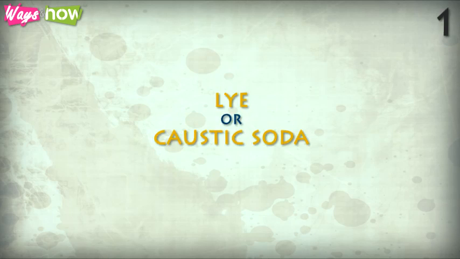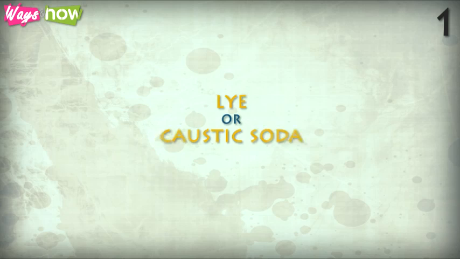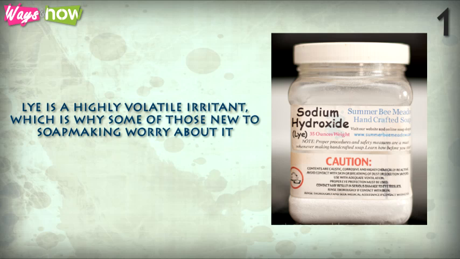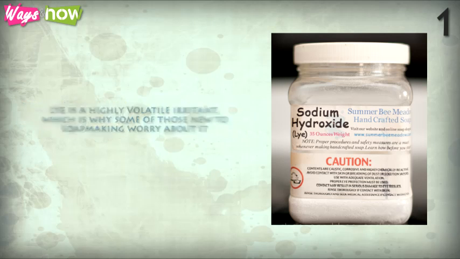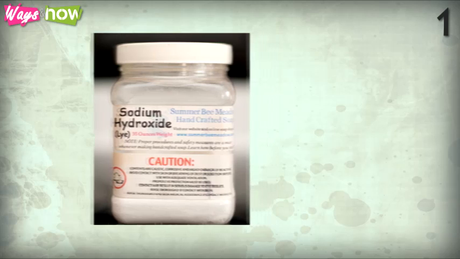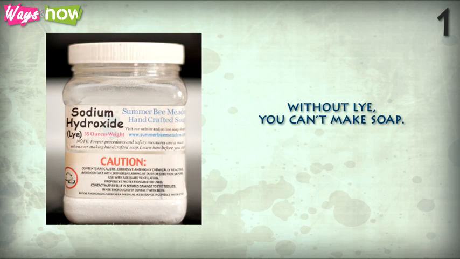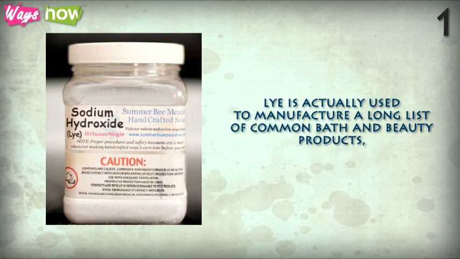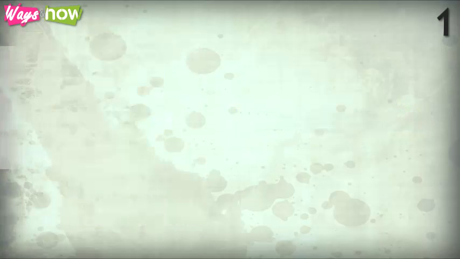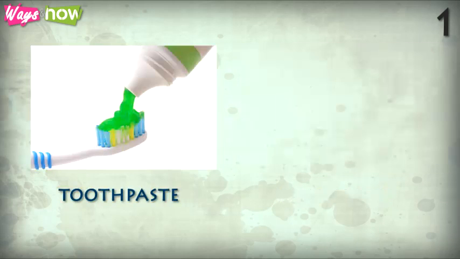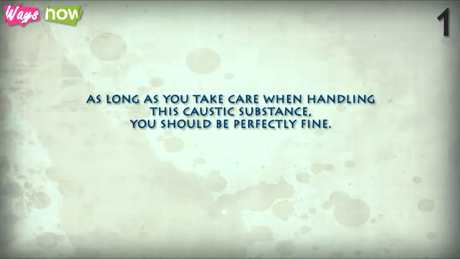1. Before we begin, let us discuss the use of lye, or caustic soda. Lye is a highly volatile irritant, which is why some of those new to soap making worry about it. There is really no way around it, though. Without lye, you can't make soap. Lye is actually used to manufacture a long list of common bath and beauty products, including mouthwash, deodorant, toothpaste, and shampoo. As long as you take care when handling this caustic substance, you should be perfectly fine.